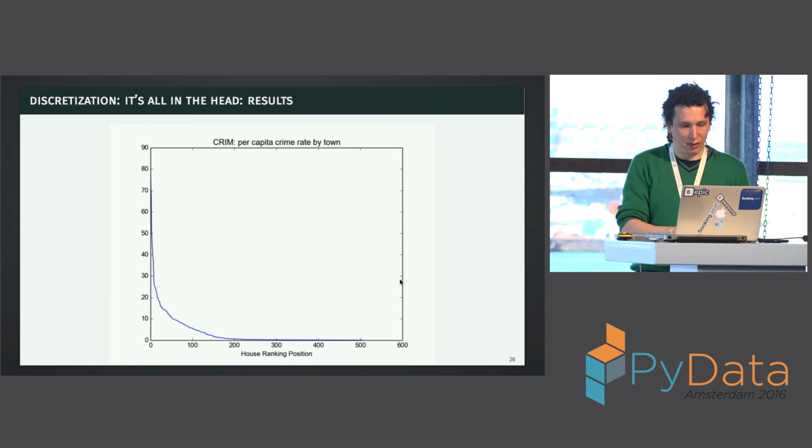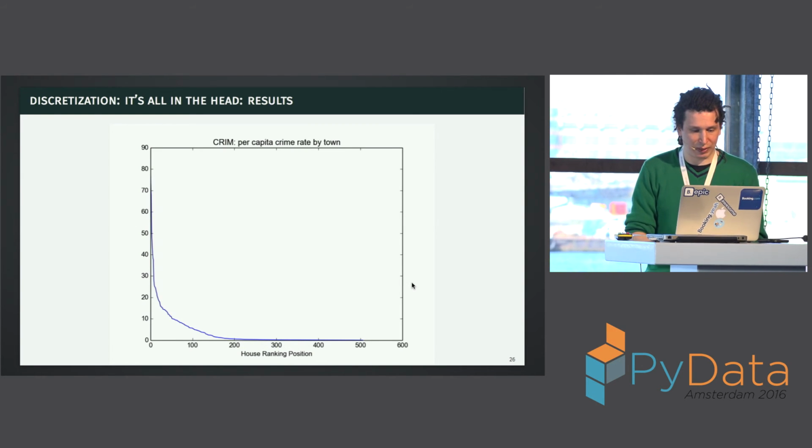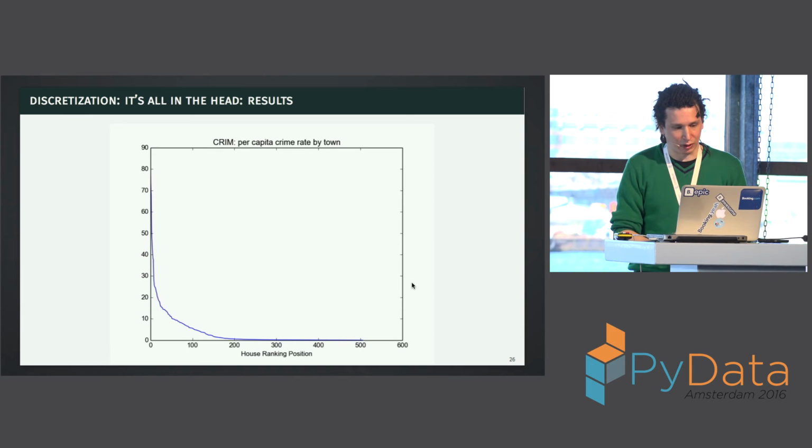So this is what the algorithm found. This is one of the features that worked best, which is not very nice to talk about, but it is per capita crime rate by town.